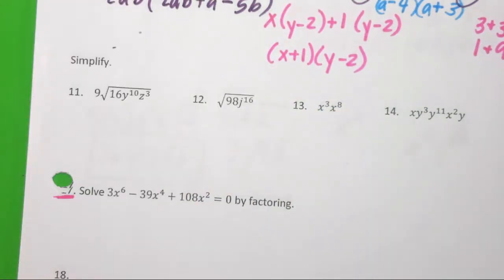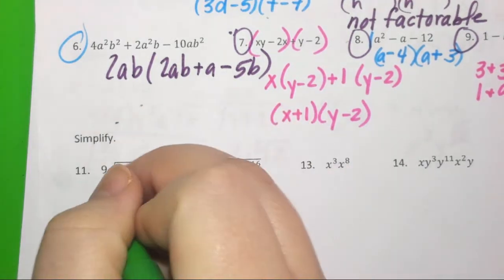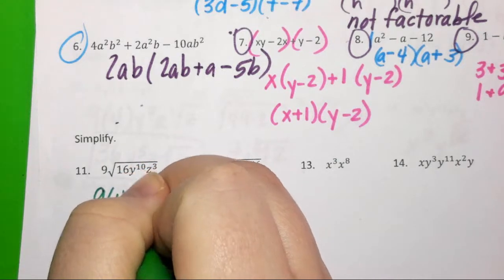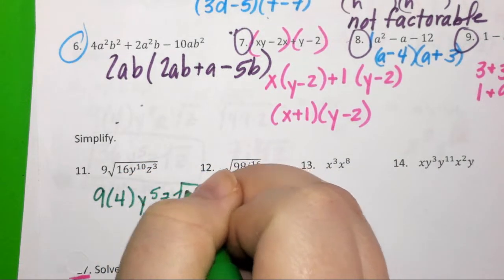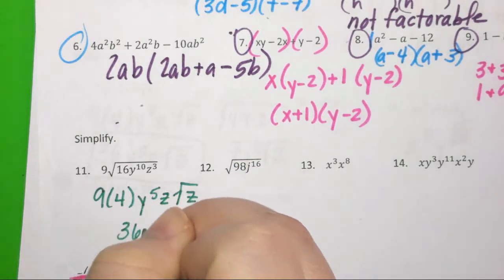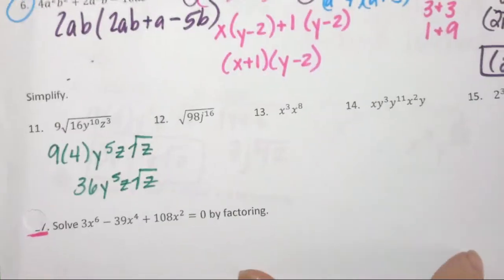Yes, Daniel. 27 y to the 5th. Did you just say 27? That's 36. Okay, good, because it should be 9 times 4, because the square root of 16 is 4. Y to the 5th, z square root of z. That's what I said. So it's 36, y to the 5th, z square root of z. You said most of it correct, we'll give you the point.